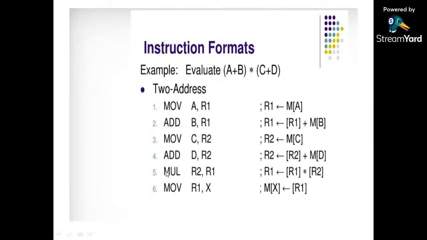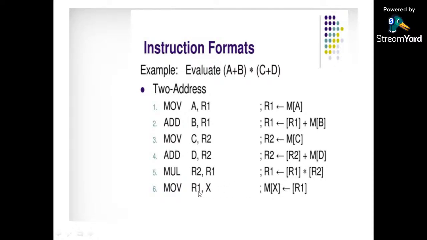Now what do we need to do? We need to multiply the values of r2 and r1. So the next instruction will be multiply r2 comma r1, and finally whatever result is generated, because r1 is the destination, that result is initially stored in r1, and from r1 that result needs to be stored in the memory location x.